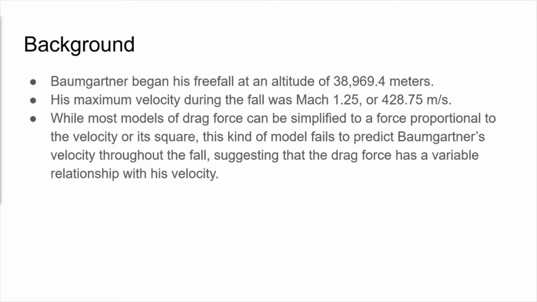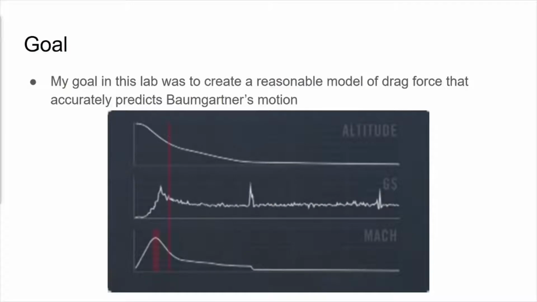The reason a simpler model of drag force wouldn't work in this situation is that it would predict an increase in velocity that gradually decreases in magnitude and eventually reaches a constant terminal velocity. But in this case, Baumgartner's velocity increased in magnitude initially and then gradually decreased in magnitude throughout his fall. This is likely due to the change in the density of air throughout his freefall.